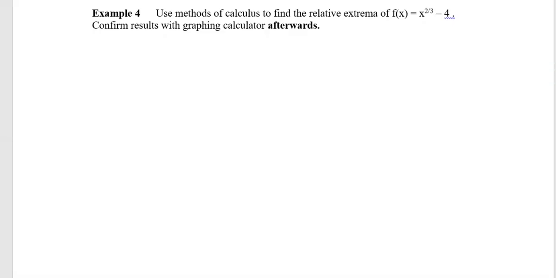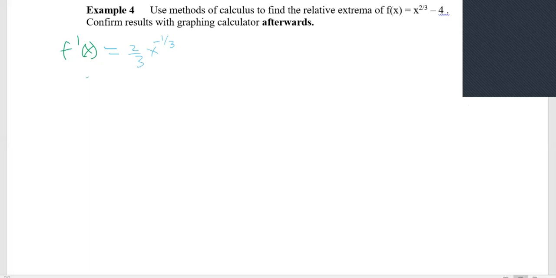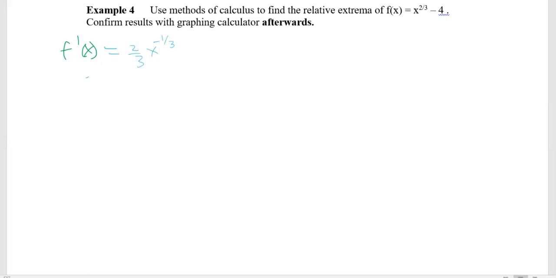Okay, let's find the extrema and then we'll check our calculator and see if what we did was correct. Okay, so we'll need a derivative, f prime of x. Okay, there's a derivative, and now you're going to just simplify it. We'll have 2 over 3x to the 1/3, like so.